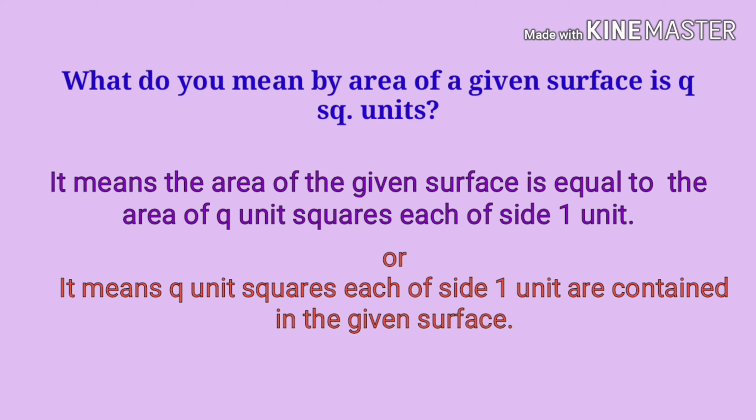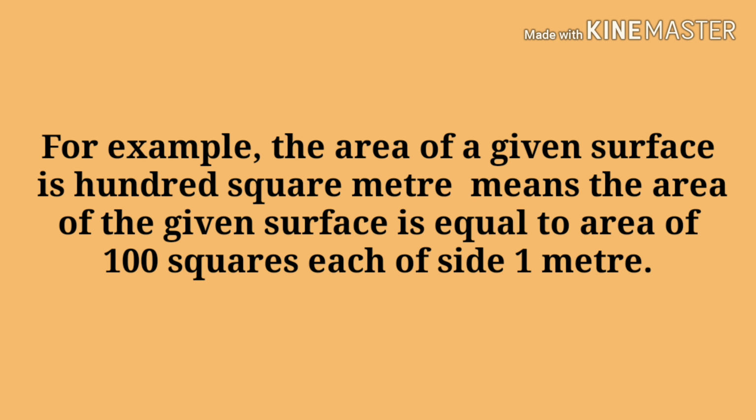Now let's learn what we mean by area of a given surface is q square units. It means the area of the given surface is equal to the area of q unit squares, each of side 1 unit, or it means q unit squares, each of side 1 unit are contained in the given surface. For example, the area of a given surface is 100 square meters. It means the area of the given surface is equal to area of 100 squares, each of side 1 meter.